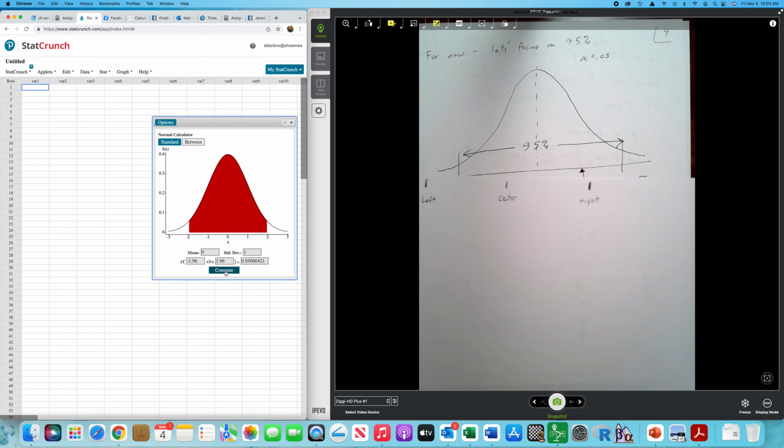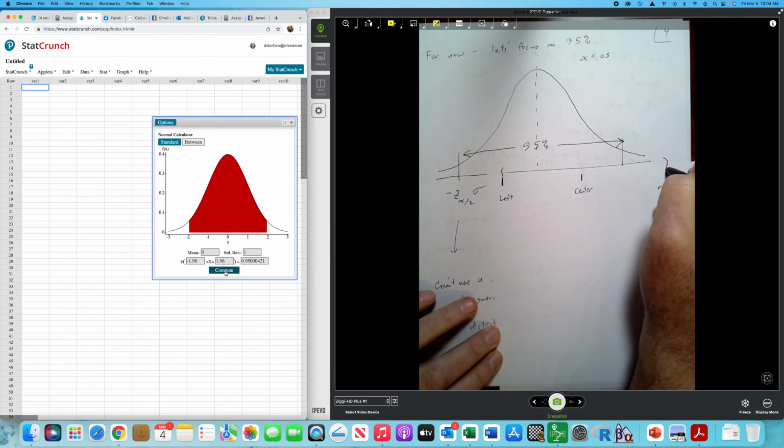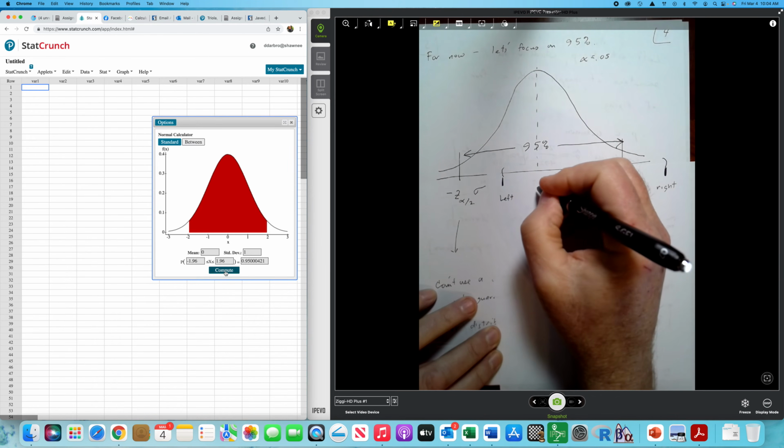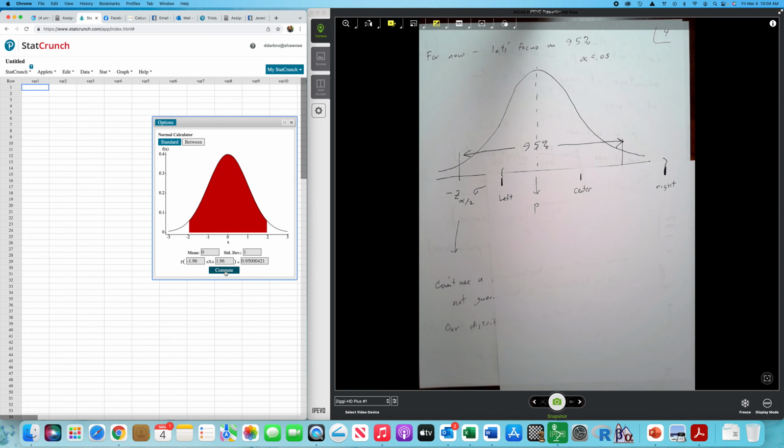Now, I've drawn this kind of legend here, if you will, to give me the center of the distribution, the left end and the right end. Now, let's move that to the center of my P hat. And if I create an interval there, is P what I'm looking for in that interval? Well, yeah, it is, right?